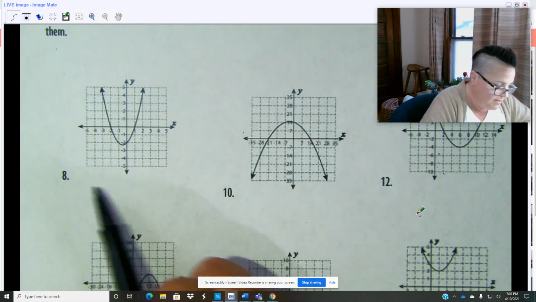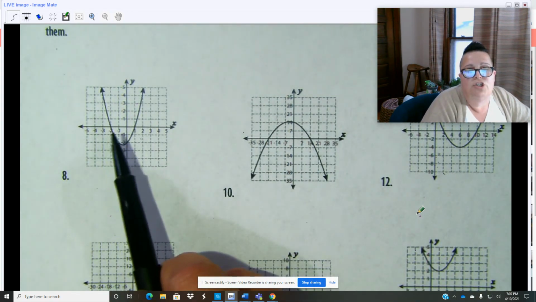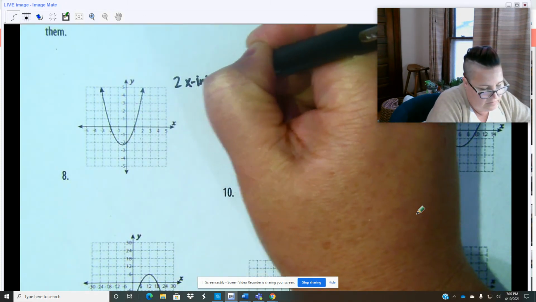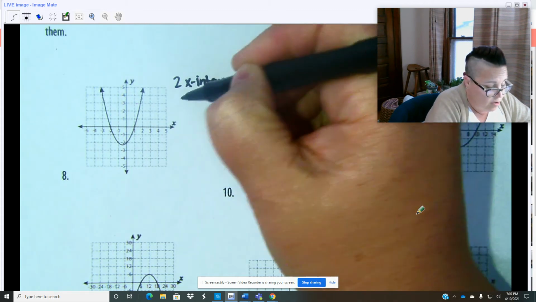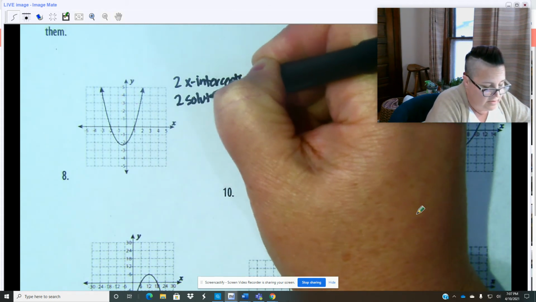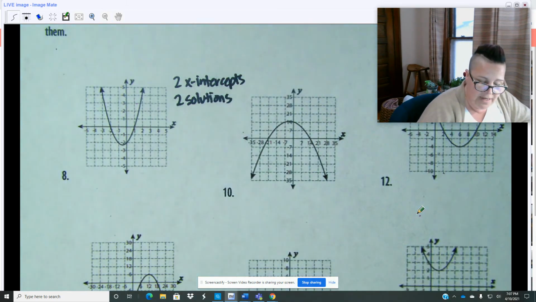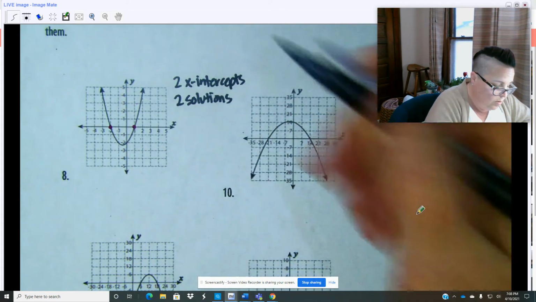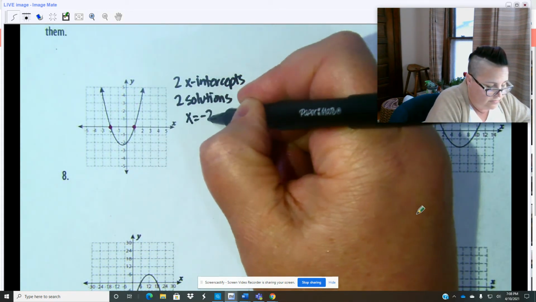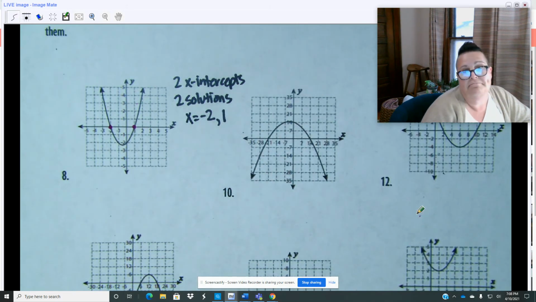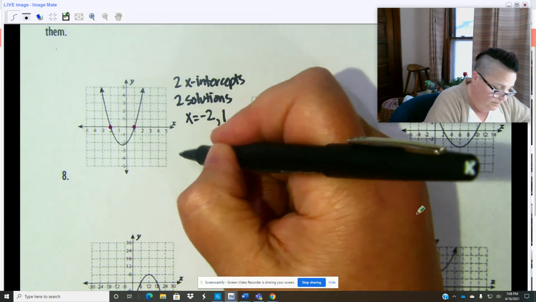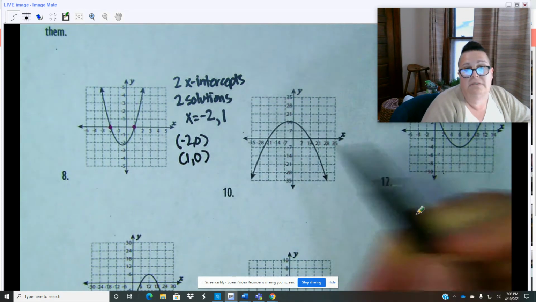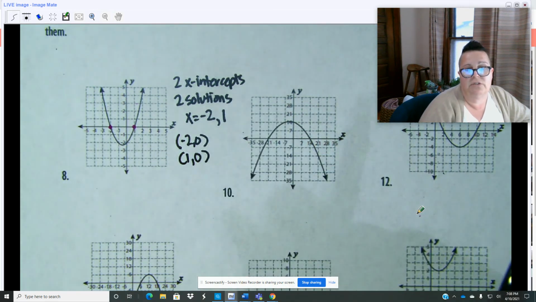Okay, so if we look at this first graph, you see that there are 2 x-intercepts. The 2 x-intercepts mean that there are 2 solutions. Those solutions are at the x-intercepts, there and there, or x equal to -2, or x equal to 1. Our intercepts are (-2, 0) and (1, 0). Those intercepts, the x values, are the solutions.